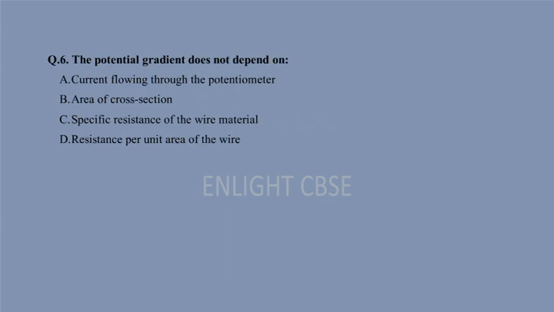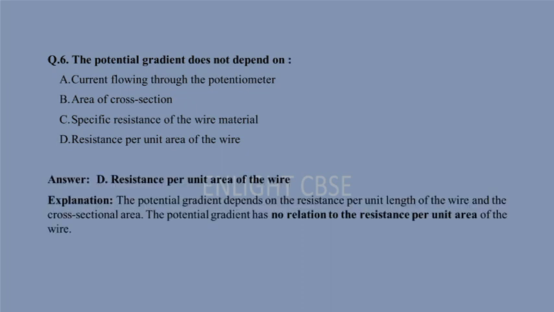Question 6. The potential gradient does not depend on A. Current flowing through the potentiometer. B. Area of cross-section. C. Specific resistance of the wire material. D. Resistance per unit area of the wire. Answer: D. The potential gradient depends on the resistance per unit length of the wire and the cross-sectional area. The potential gradient has no relation to the resistance per unit area of the wire.